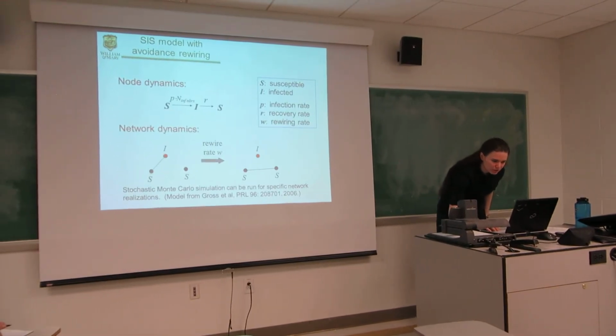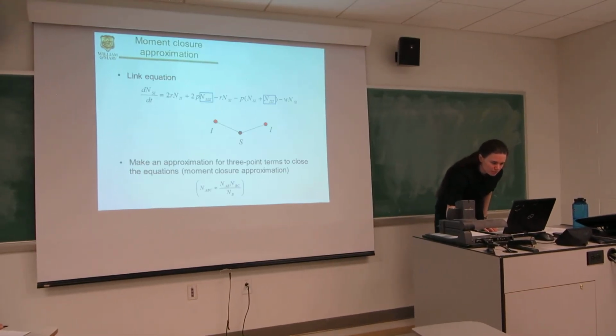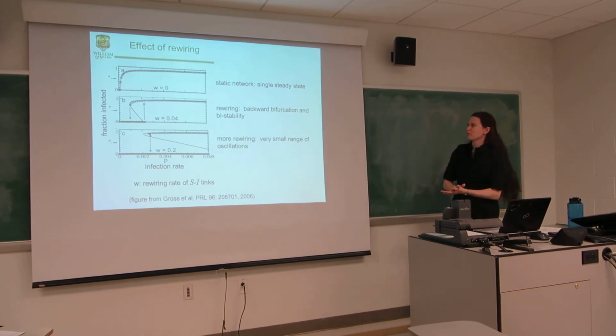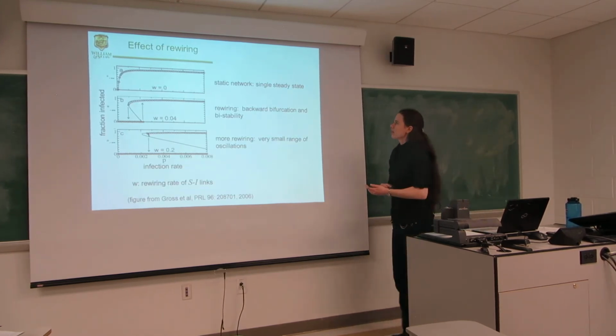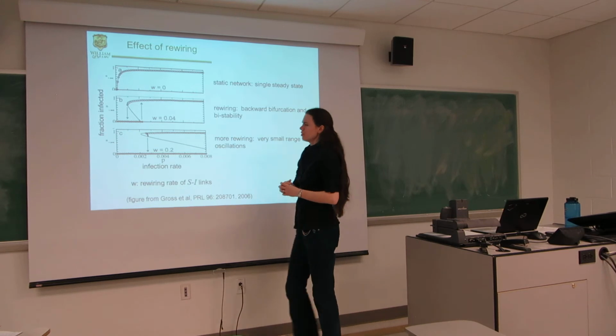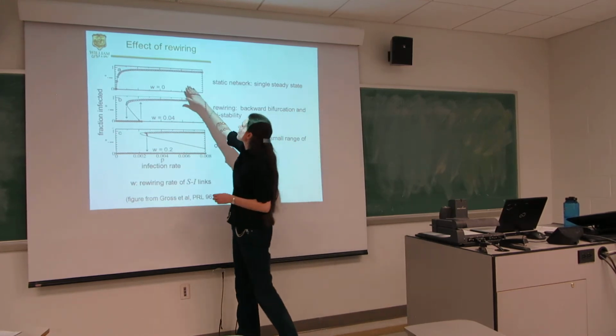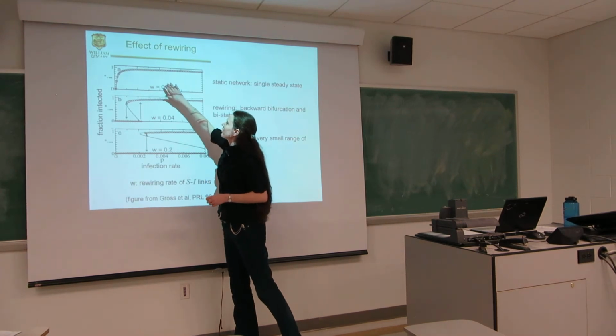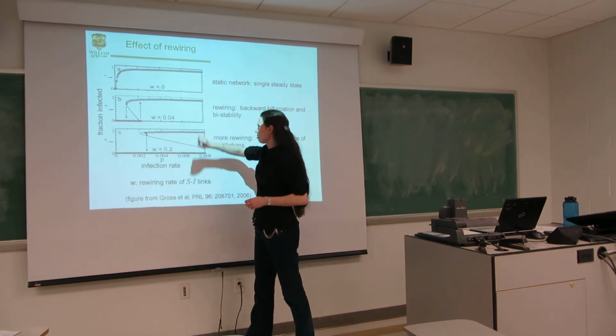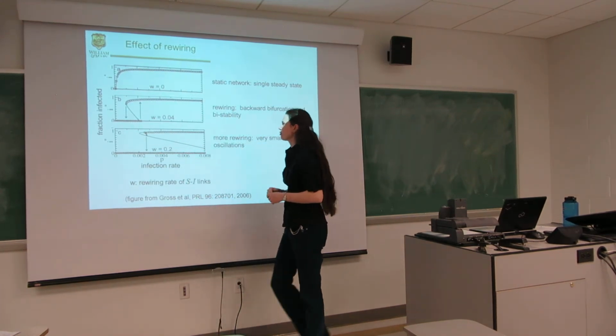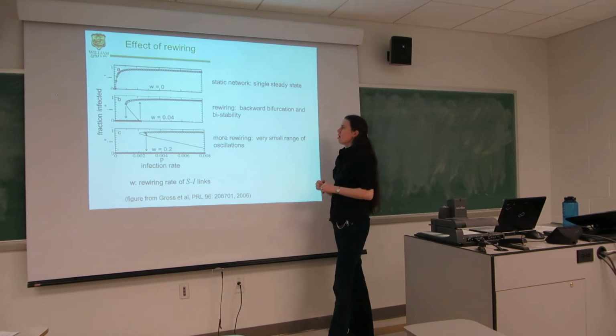There are also effects on the disease. I'm not going to go into the analysis. I'll just show you the results. W is my rate for rewiring nodes, and I'm showing you 3 cases: not rewiring the links at all, some moderate rate, and then some higher rate for rewiring the links.